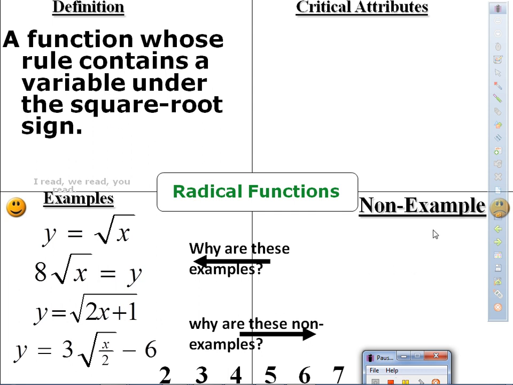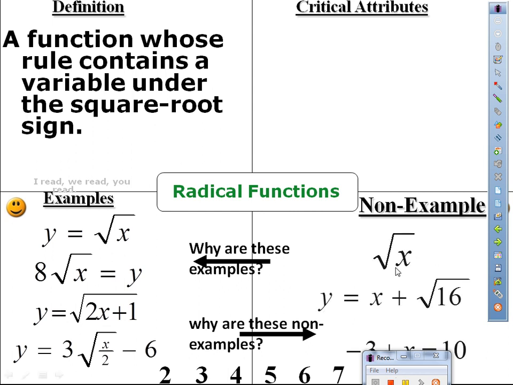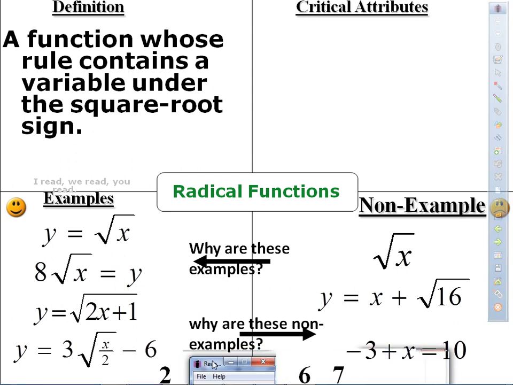So let's look at our non-examples. We got square root of x. y equals x plus square root of 16. And negative 3 plus x equals 10. Copy those and start thinking about why these are non-examples. If these are the examples, why are these non-examples? Copy those, please. Think about it as you're writing them down.